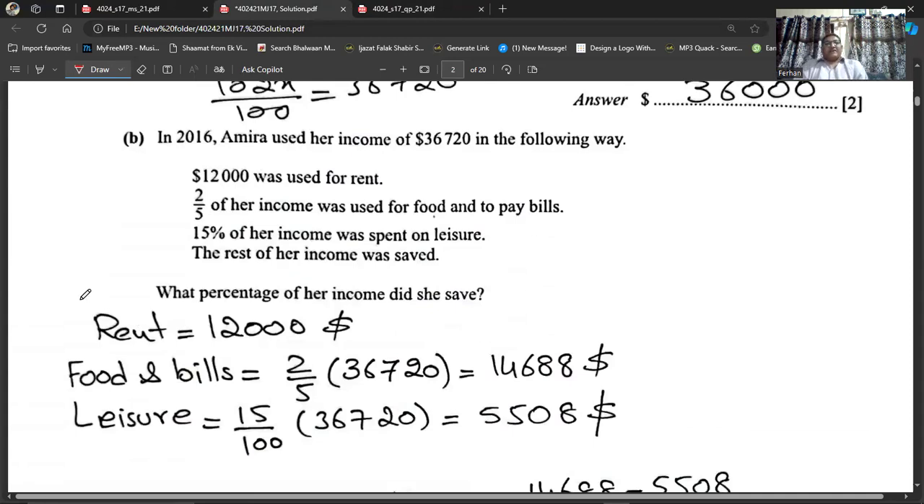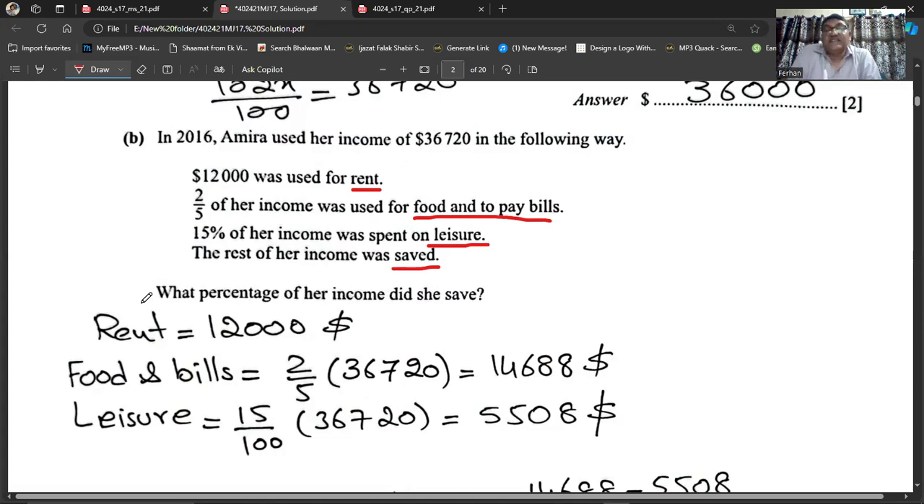Question number 2 is B part. In 2016, Amira used her income of $36,720 in the following ways. $12,000 was used for rent. So this much money went to rent. 2 by 5 of her income was used for food and to pay bills. 15% of her income was spent on leisure. The rest of her income was saved. What percentage of her income did she save? Okay, so the rent she paid is $12,000.